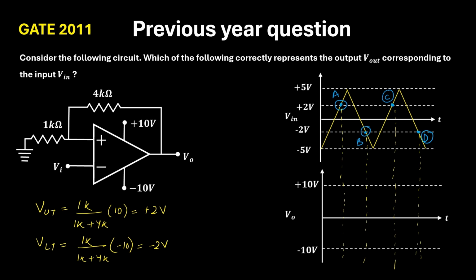So from 0 to point A, it will go to plus saturation. Then after point A, it will go to minus saturation. Then after point B, it will again go to plus saturation. Then after point C, it will go to minus saturation. After D, it will again go to plus saturation. So this is the answer.